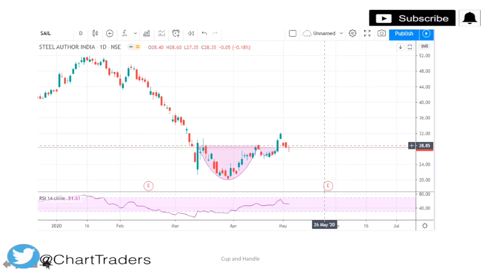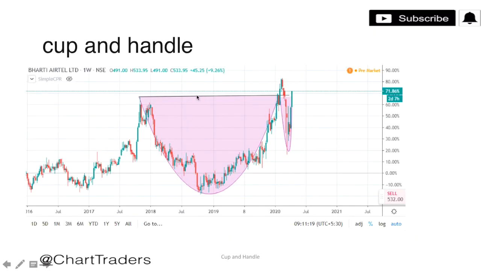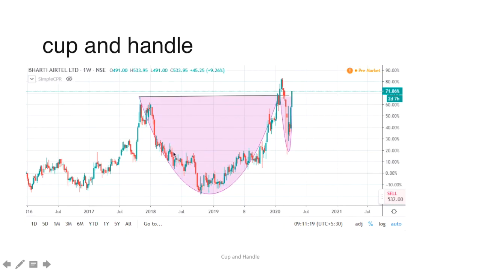Third is Bharti Airtel. On a weekly basis, it is forming a cup and then a handle. The breakout has already happened on the weekly chart. You can see the difference between these two points will be our target, but according to your risk management, you can book a profit. But since it is on a weekly basis, the time required to achieve the target is also more.